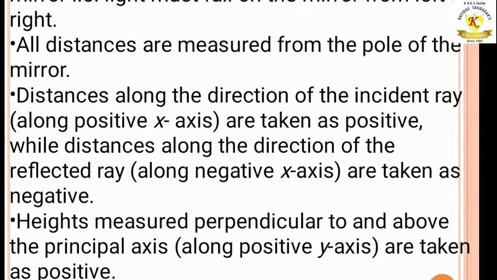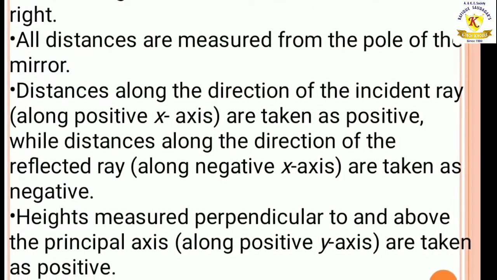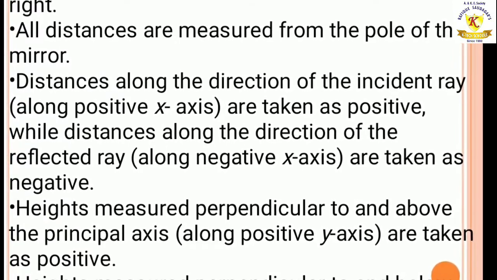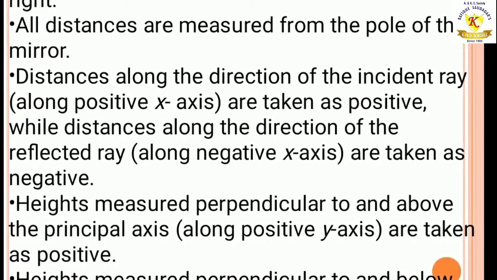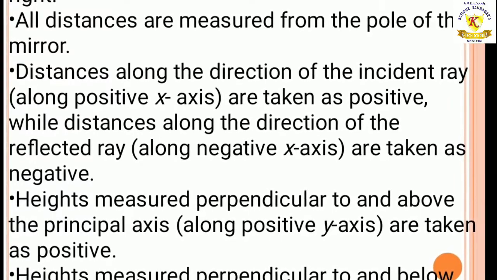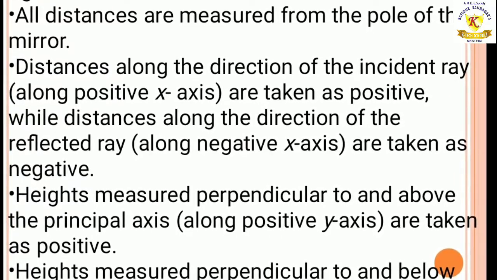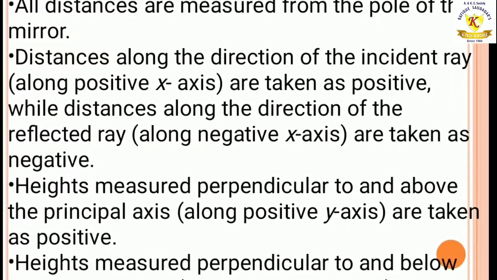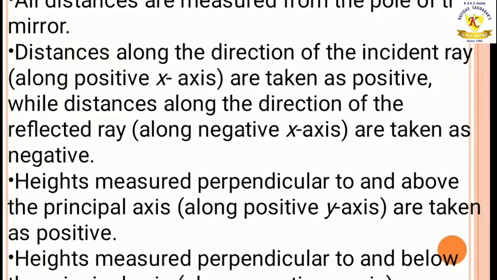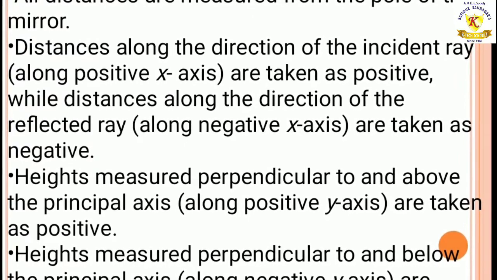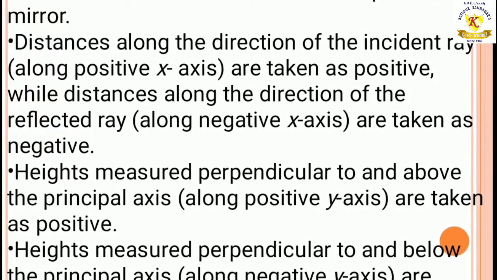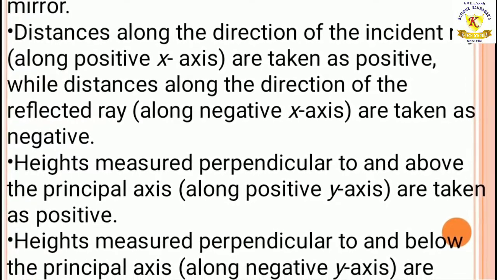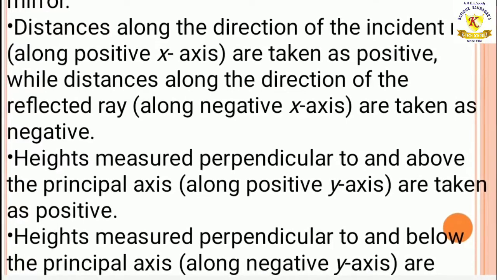All distances are measured from the pole of the mirror. Distances along the direction of the incident ray are taken as positive, while distances along the direction of the reflected rays are taken as negative. Heights measured perpendicular to and above the principal axis are taken as positive, and heights measured perpendicular to and below the principal axis are taken as negative.